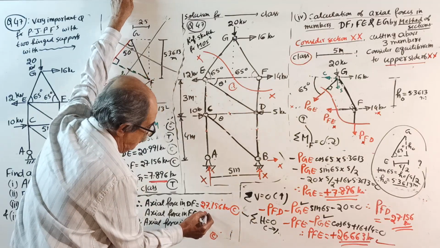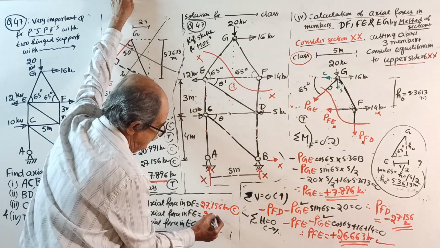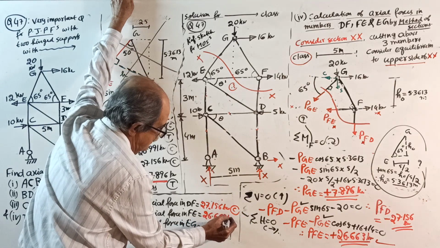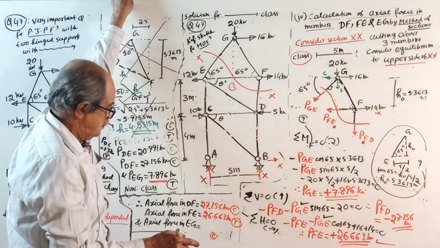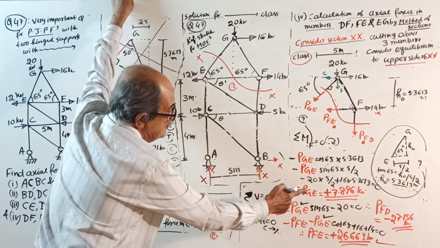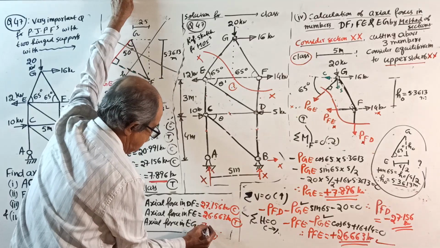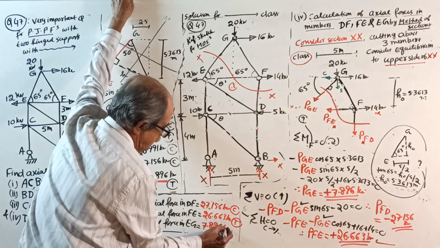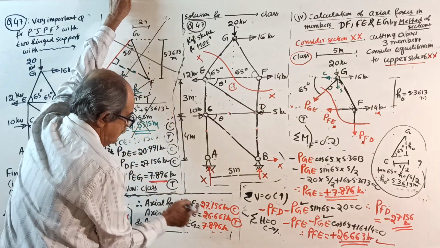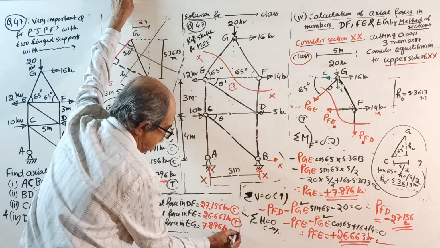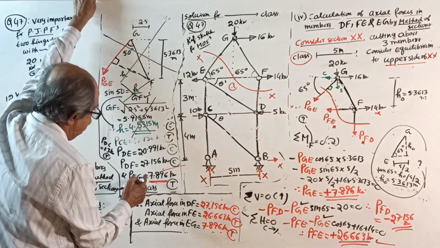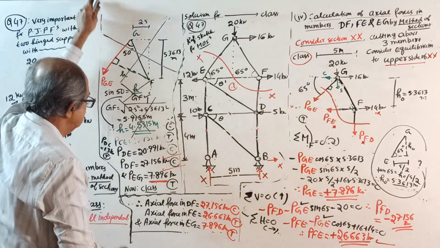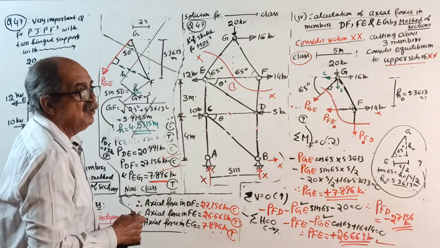Axial force in FE. This is the one I forgot to enter. 26.663 kilonewton, positive came, so tension. Just now I checked the YouTube, and EG is 7.896 kilonewton. See, plus came, therefore tension. See here, 7.896. And 27.156, one more answer I did not write here, I forgot it.